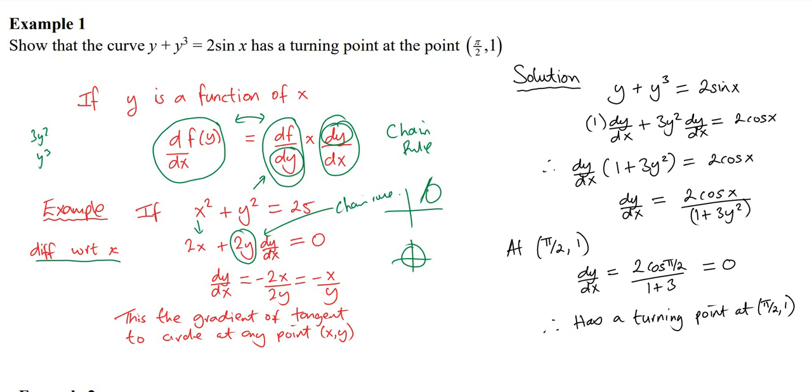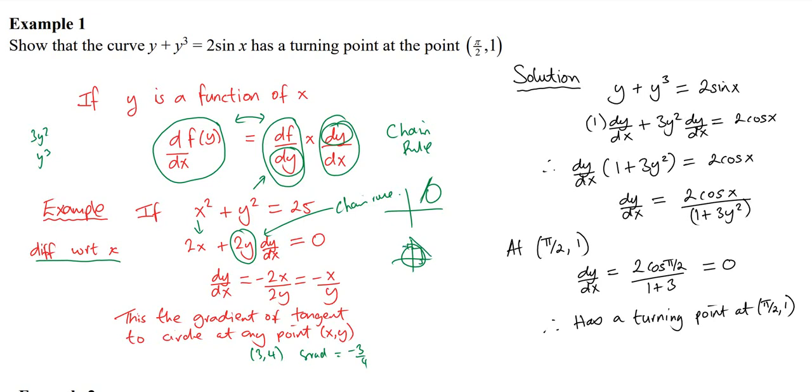Then we just rearrange this, take the 2x to the other side, cancel the 2's, and we get minus x over y. So this gives us the gradient of the tangent at any point on that circle. So at the point (3, 4), the gradient of the tangent would be minus 3 over 4. So at this point here, (3, 4), the tangent would be negative.